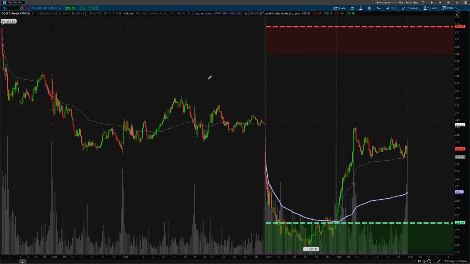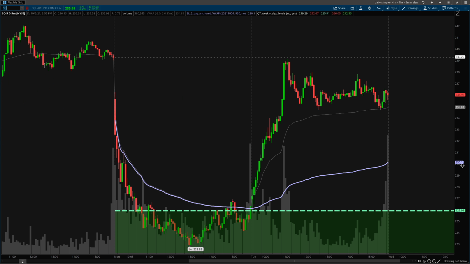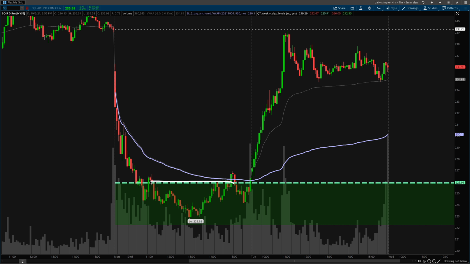And then lastly, I'll just show you guys Square for an example. So Square gapped up, you guys can see it consolidated yesterday in the buy zone, and then we gapped up with the 2-day anchored VWAP. So this is kind of very special. It makes things a lot simpler, at least for me.